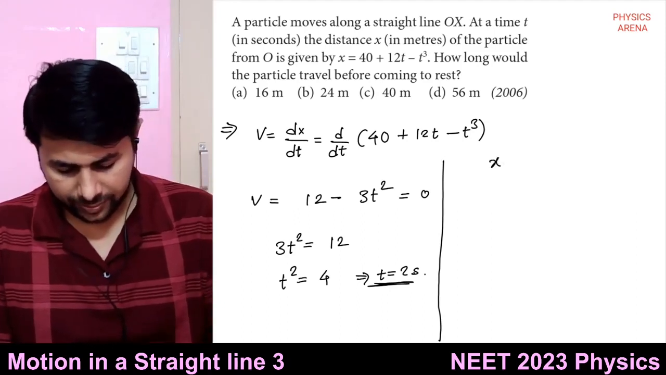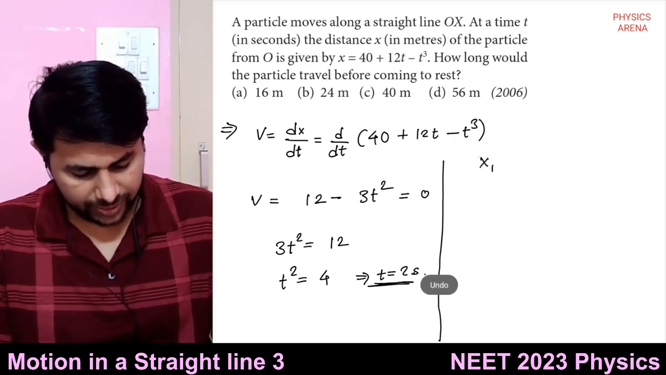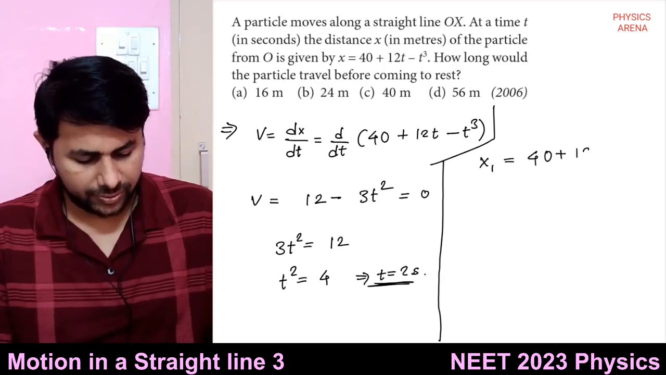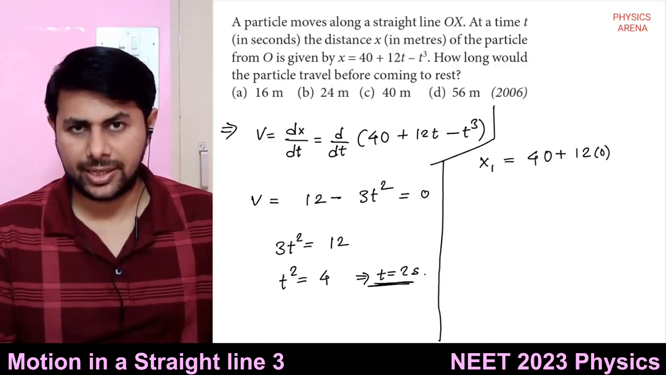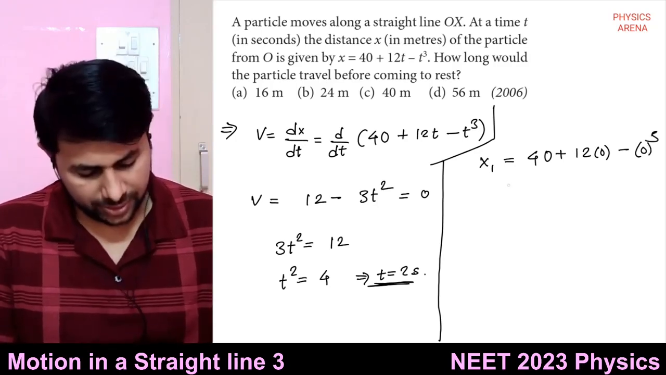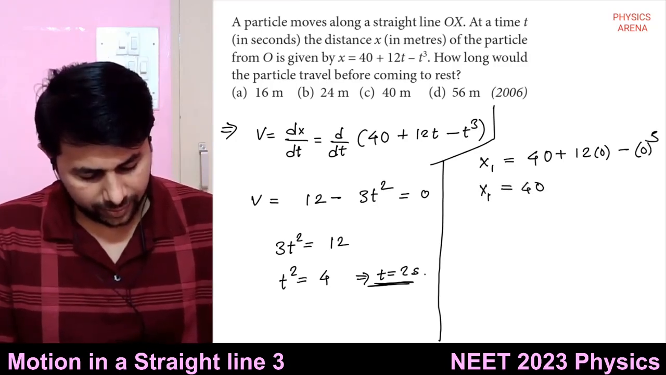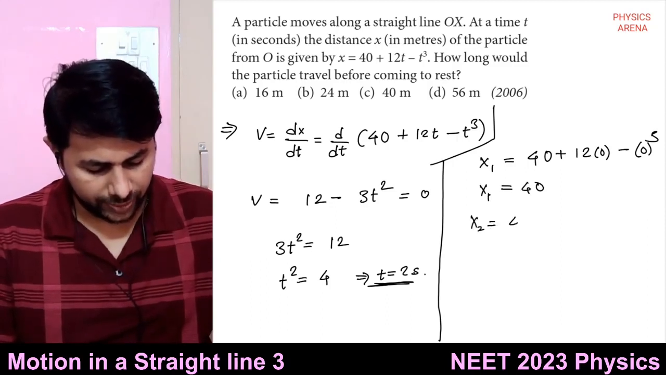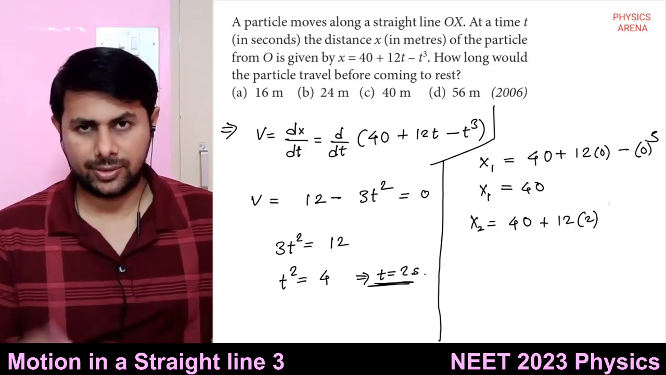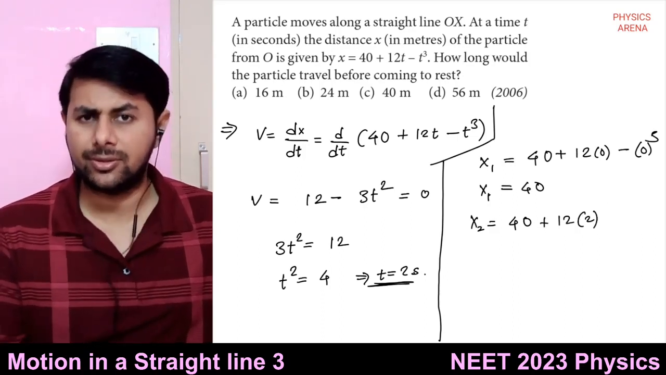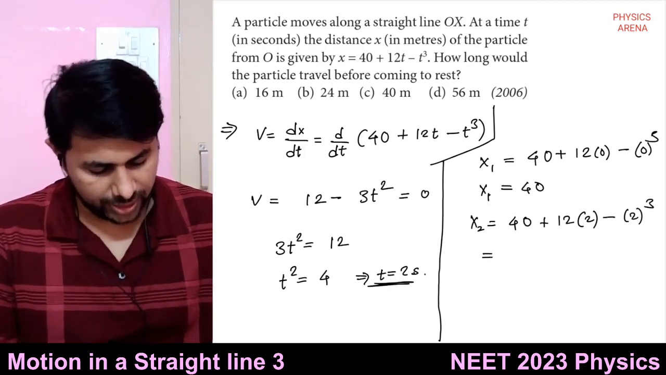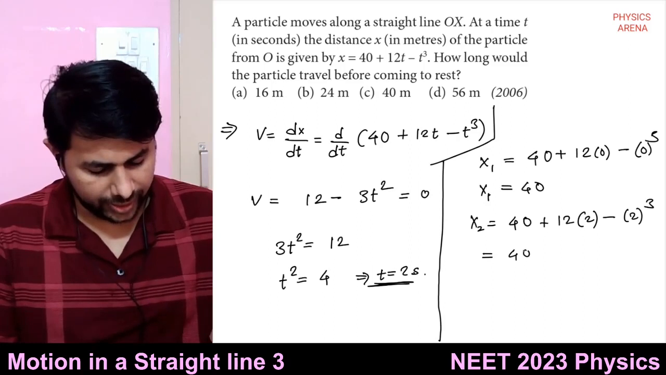So we can say x1 is equal to 40 plus 12 times 0, because the initial time is 0, minus 0 cube. So that is 40. And x2 is equal to 40 plus 12 times 2 minus 2 cube, because the time when the velocity becomes 0 is 2 seconds.